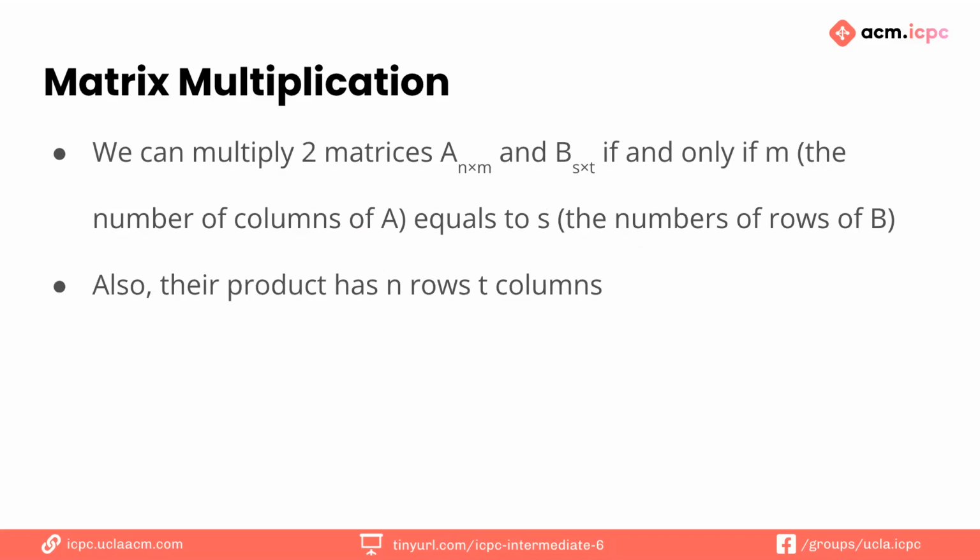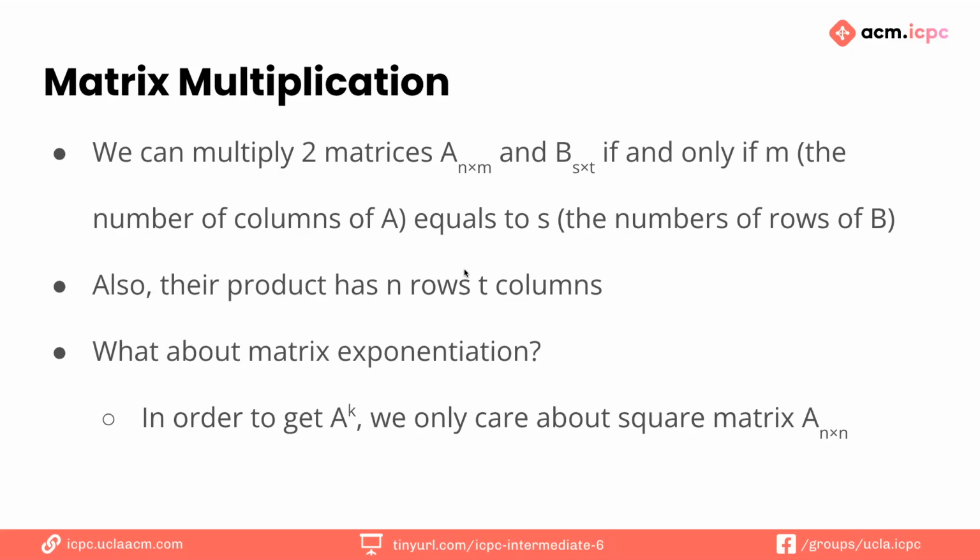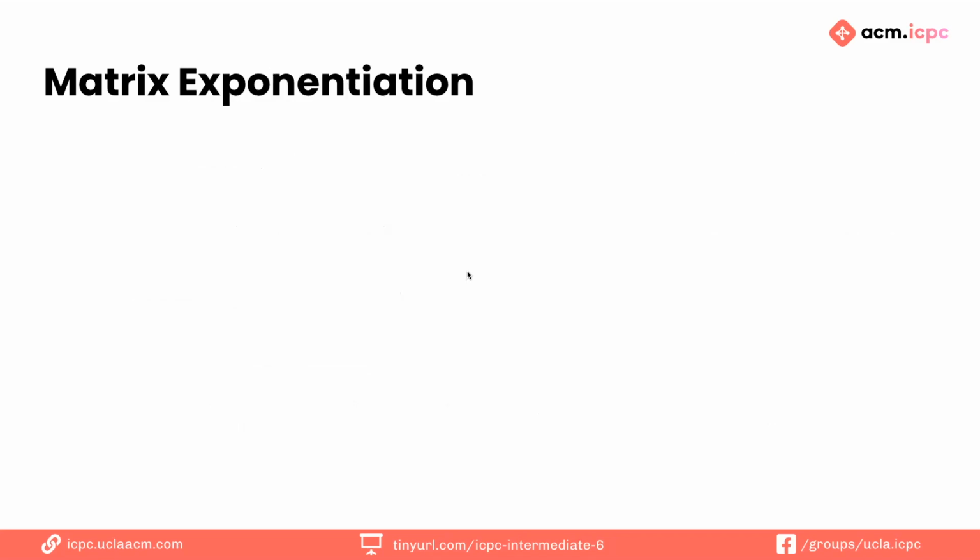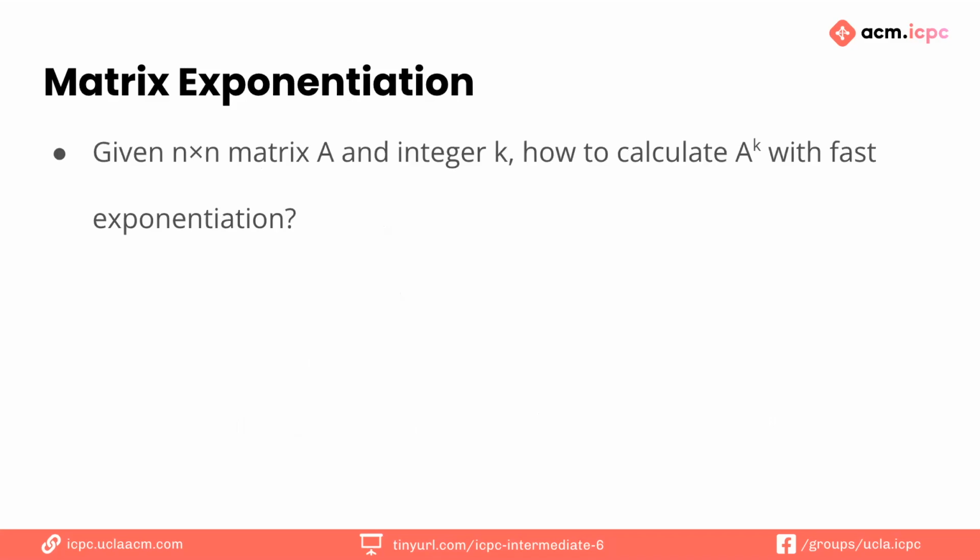By the rules of matrix multiplication, we can multiply two matrices A and B if and only if the number of columns of A equals the number of rows of B. And also their product has n rows and k columns. And as for matrix exponentiation particularly, we only care about square matrix A, because otherwise we cannot multiply A to itself. Given an n by n matrix A and integer k, how to calculate A to the kth power?